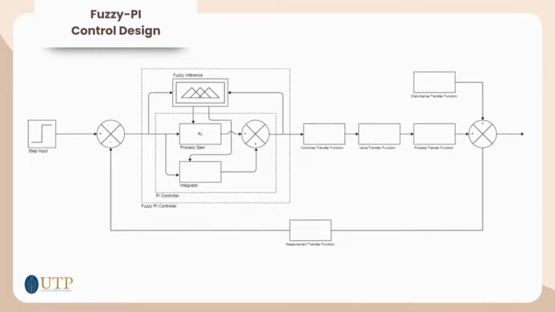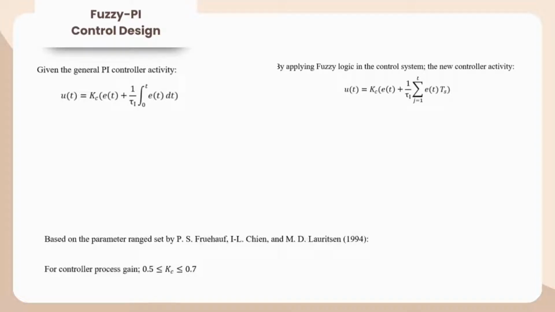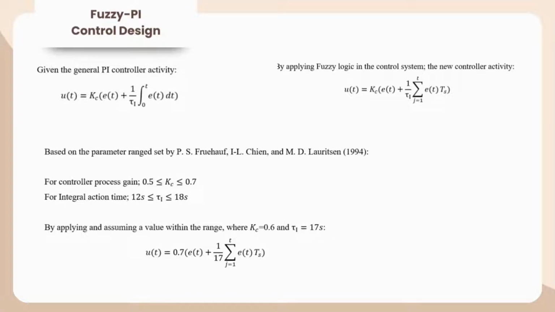Based on this controller design, we can clearly see that besides the conventional PI controller design, a fuzzy inference is added into this controller system in order to handle the complex calculations. Based on the calculations, the integration between fuzzy logic and PI controller activities, and then by applying the parameter range set, we have come up with the equation where u(t) equals 0.7 e(t) plus 1 over 17 with the total sum of error times the sample time.